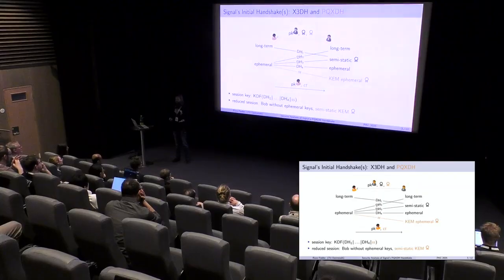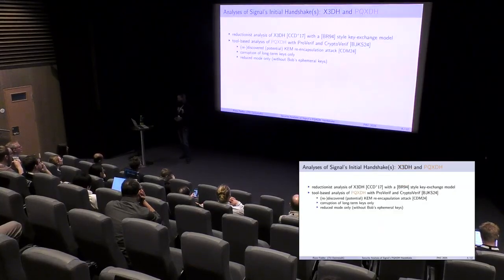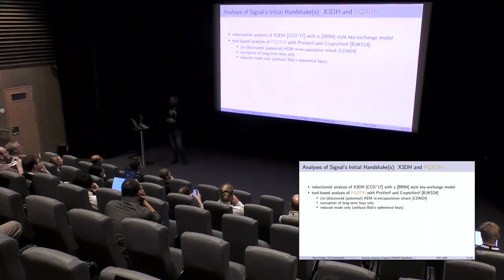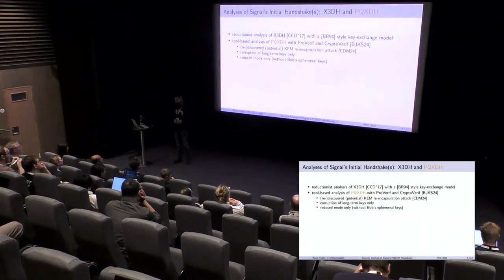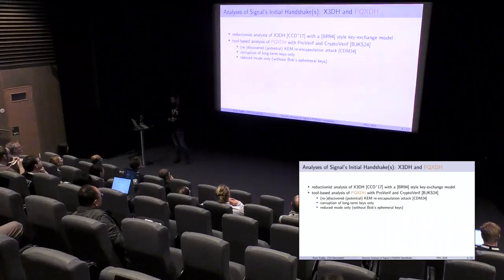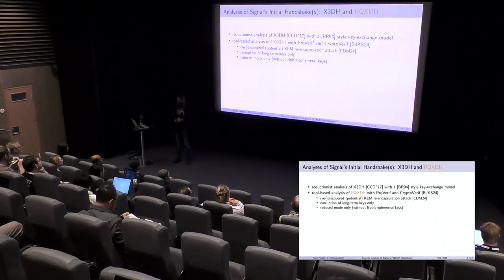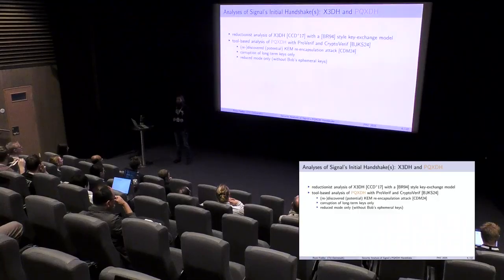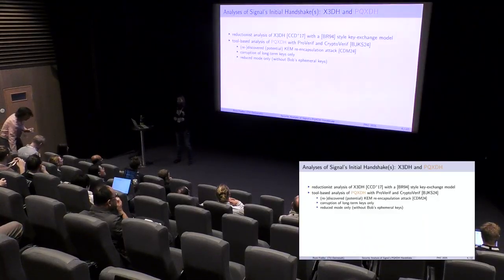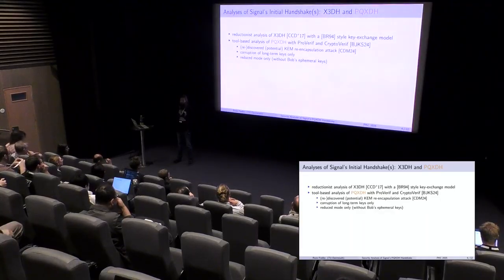Okay. Now that we're familiar with the protocol, let's have a look at the state of research on this. And what we have seen so far is a reductionist analysis from Cohn-Gordon et al. in 2017 of the original classical X3DH protocol in a Bellare-Rogaway-style key exchange model. Furthermore, for PQXDH, we have recently seen a tool-based analysis by Bhargavan et al. in CryptoVerif and ProVerif in the computational and symbolic model, respectively. They have rediscovered a potential KEM re-encapsulation attack following Kremers et al. However, their analysis has some downsides. One is they only cover the compromise of long-term keys and not of semi-static or ephemeral keys, and they only look at the reduced mode of the protocol, so the mode where Bob has no ephemeral contribution.